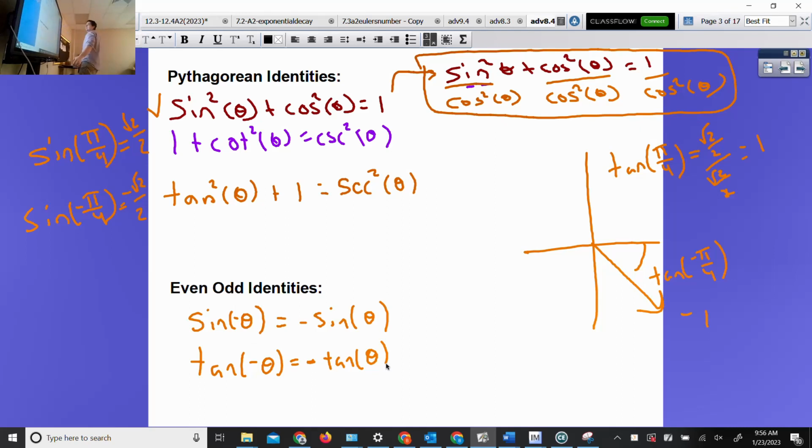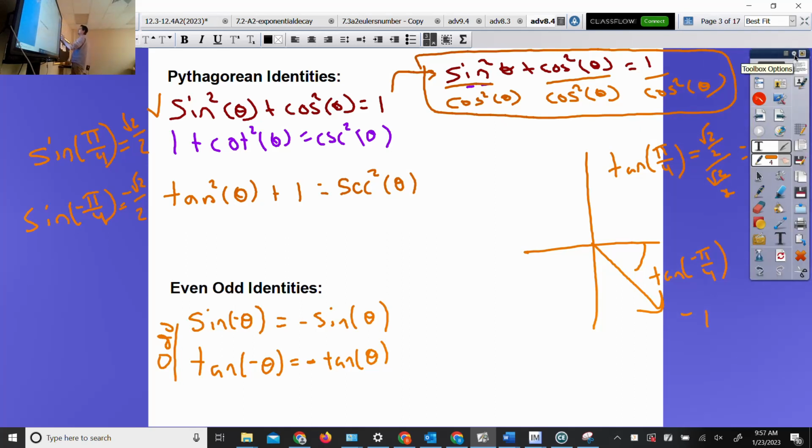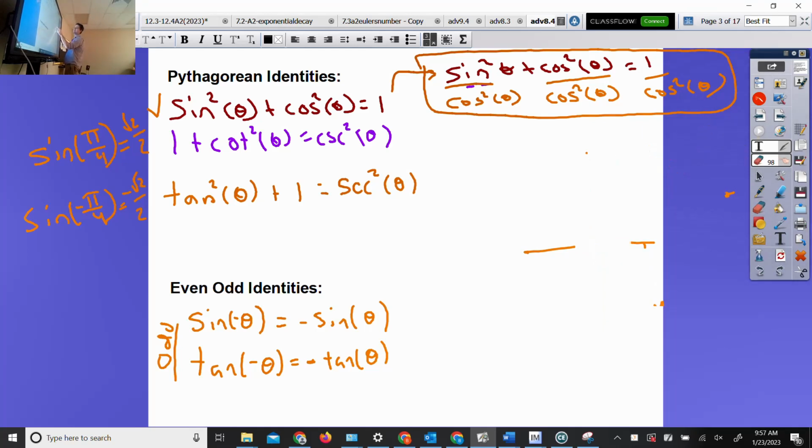Last one is cosine. By the way, we call these odd. So even or odd identities, those are the odd ones, because the sign changes. Last one would be cosine.